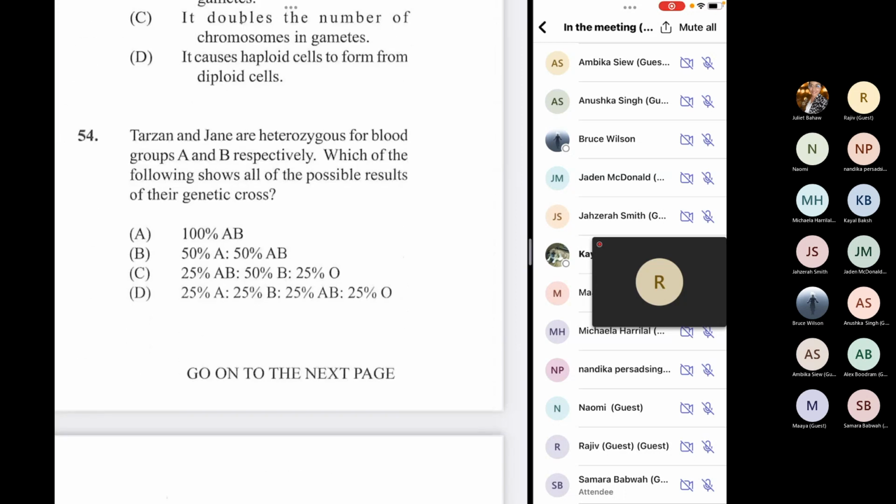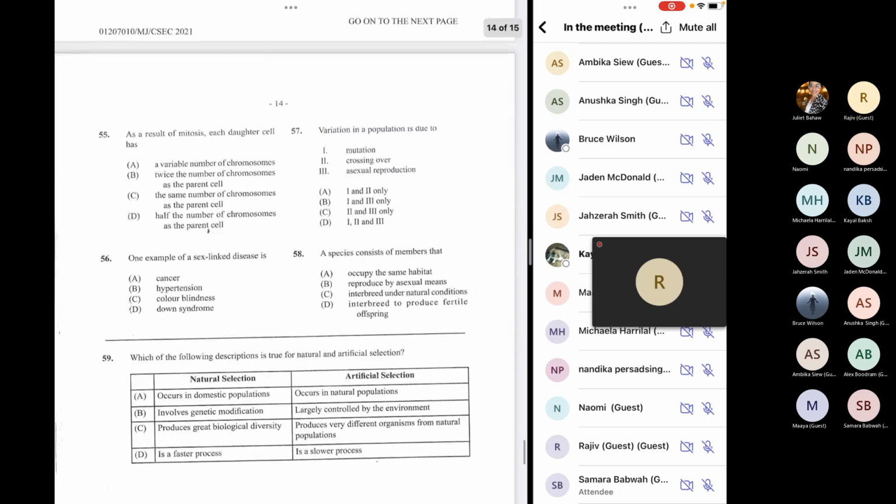All right, 54. Tarzan and Jane are heterozygous for blood group A and B respectively. Which of the following shows all the possible results for their genetic cross? This one is D, right? Because if you multiply AO by BO, because they didn't say, if it's blood group A, you could assume it's AO, because that is also blood group A. O is the recessive blood group. Right? So when you cross those two, you're going to get 25% blood group A, 25% B, 25% AB, and 25% O.